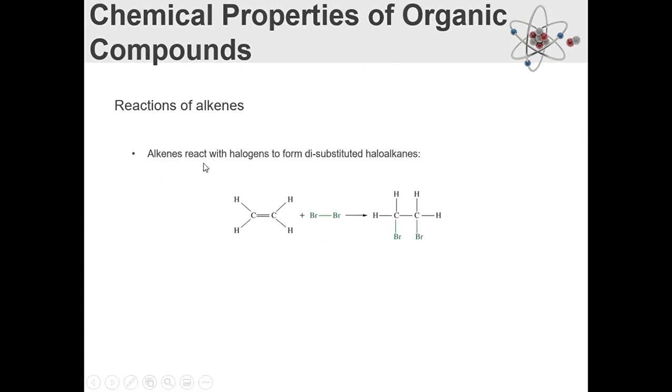Alkenes react with halogens to form disubstituted haloalkanes. So here, break it in half, and oh look, 2 bromines. If by any chance you wanted to put a bromine on the end here, maybe your best bet is actually to create this and then to chlorinate it.